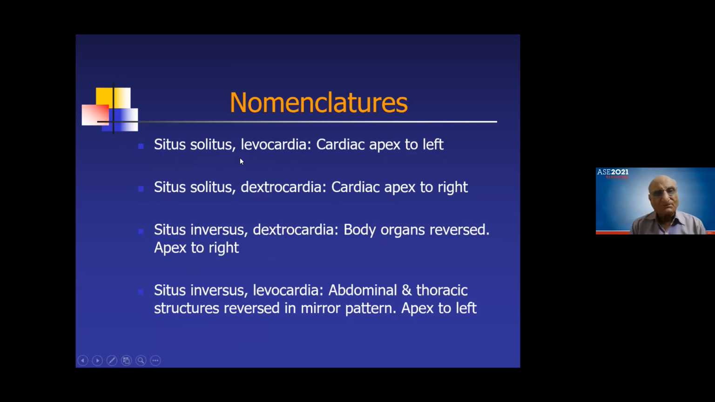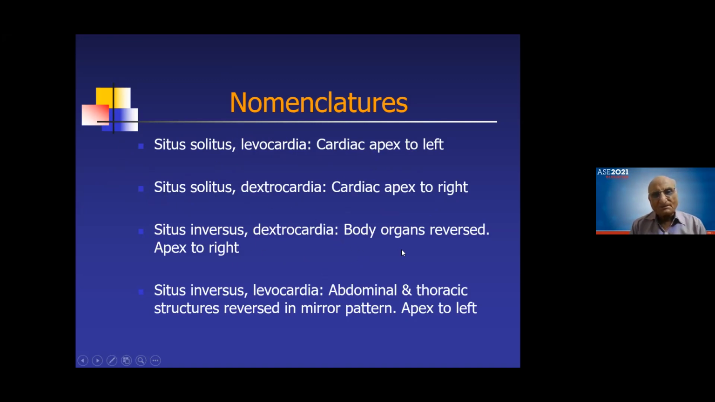One is the normal, what we see: situs solitus, normal connection, and levocardia, in which the cardiac apex is to the left, and all other relationships are normal. Similarly, dextrocardia: the cardiac apex is to the right, and there is situs solitus. That means in dextrocardia, you have to start from the right-sided heart because the apex is to the right.